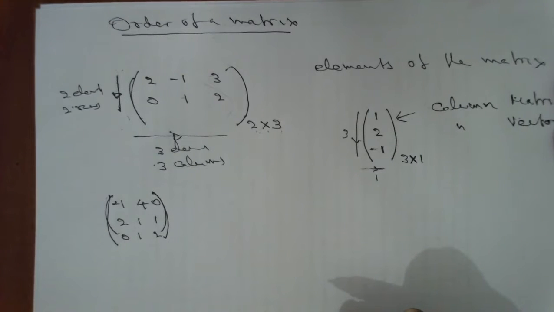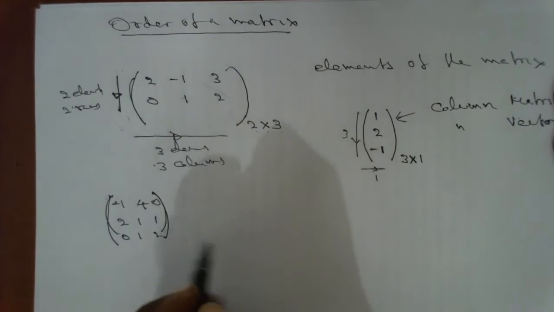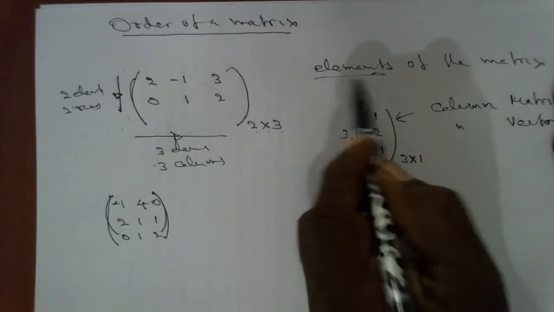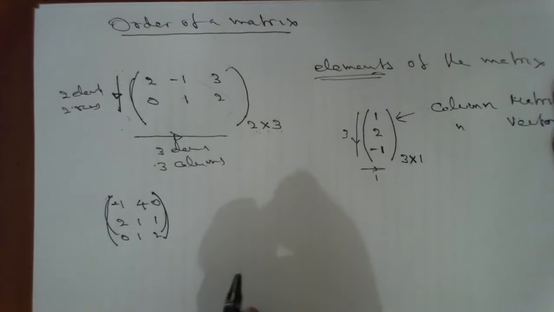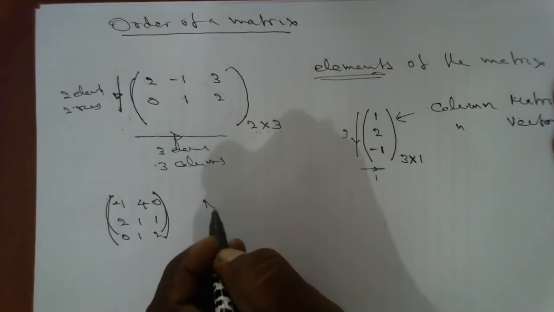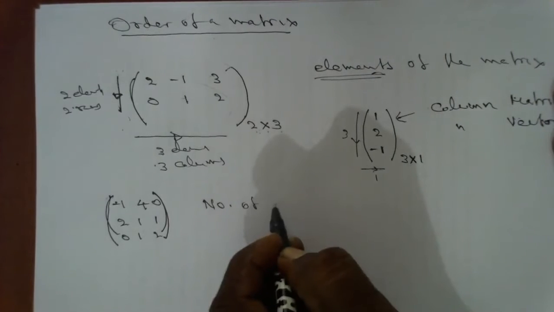Sir, 3 columns, 3 rows. Now I am asking the number of elements. How many elements are there in this matrix? Three elements? Number of elements. Yes, how many elements? We have to count all the numbers, that is elements.